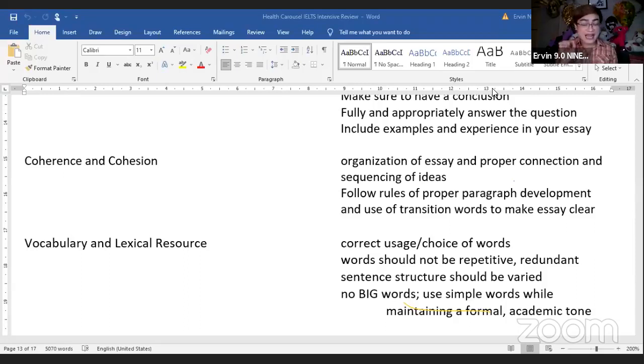If you are not a native speaker and you're applying as an IELTS examiner, what are the requirements? Number one, CELTA, Certificate in English Language Teaching to Adults. This is a certification issued by Cambridge. Now, how much is CELTA? The CELTA course costs $2,000. Multiply that by 50 pesos. That's 100,000 pesos. That's a fortune.